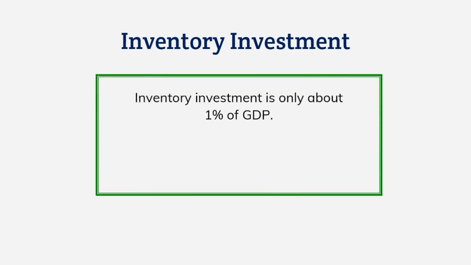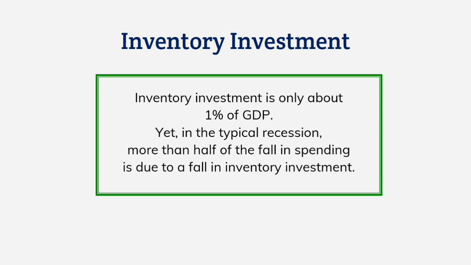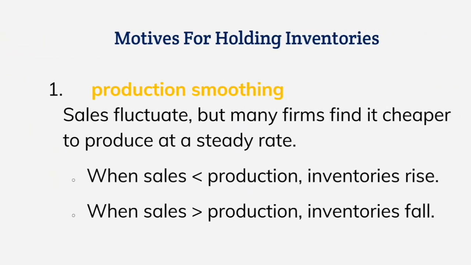Inventory investment. Inventory investment is only about 1% of GDP. Yet, in a typical recession, more than half of the fall in spending is due to a fall in inventory investment.